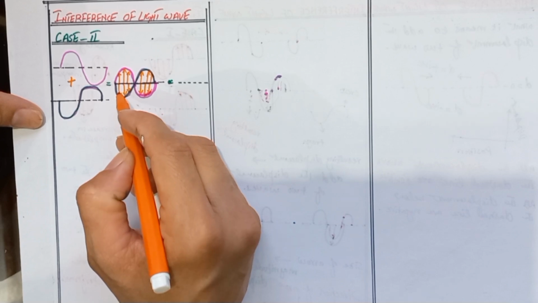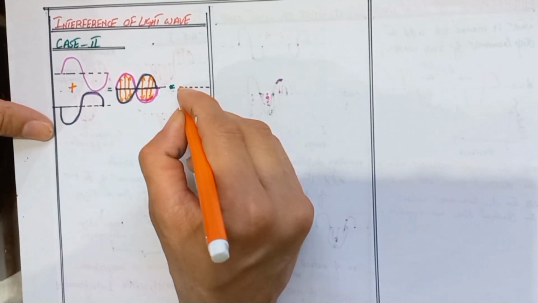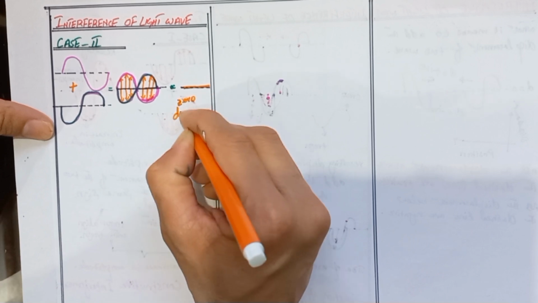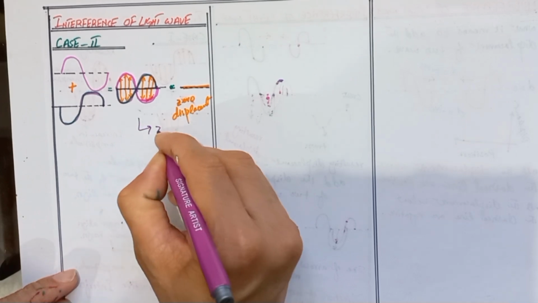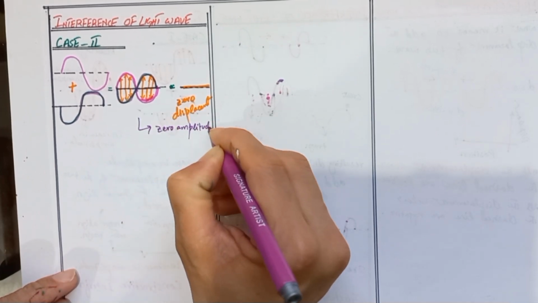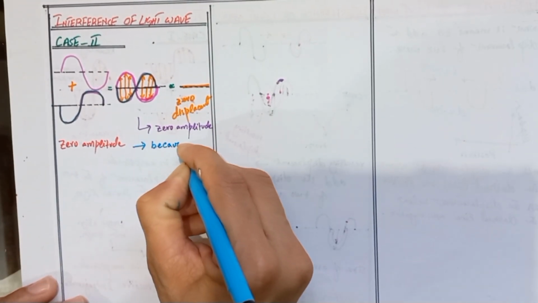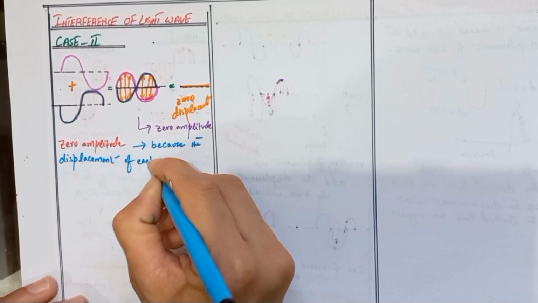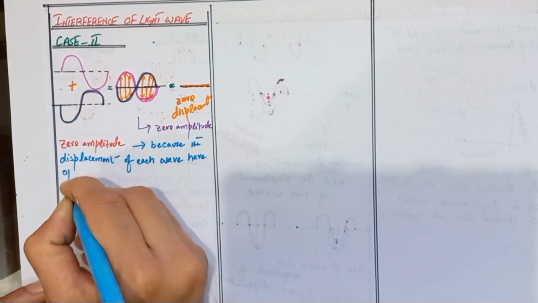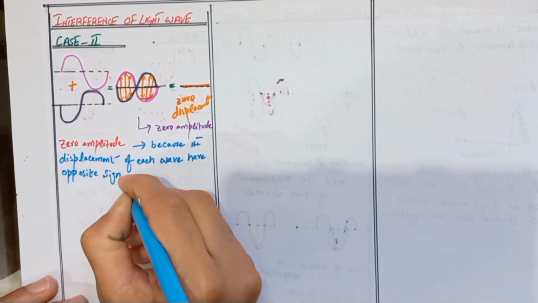When the displacements of the two waves are in opposite directions, they cancel out the effect of each other. So in the resultant we get zero displacement. Zero displacement means we have zero amplitude. We get this zero amplitude in the resultant because the displacement of each wave has opposite sign.